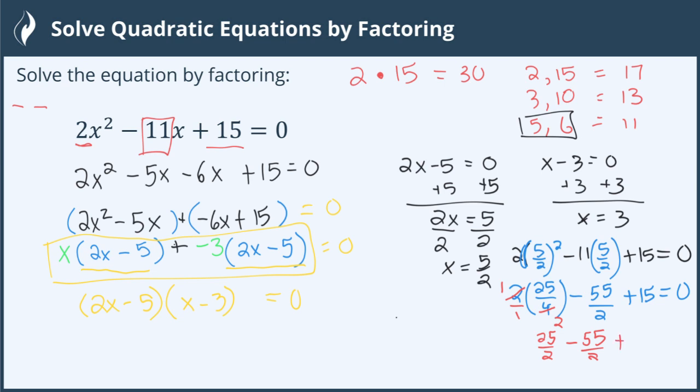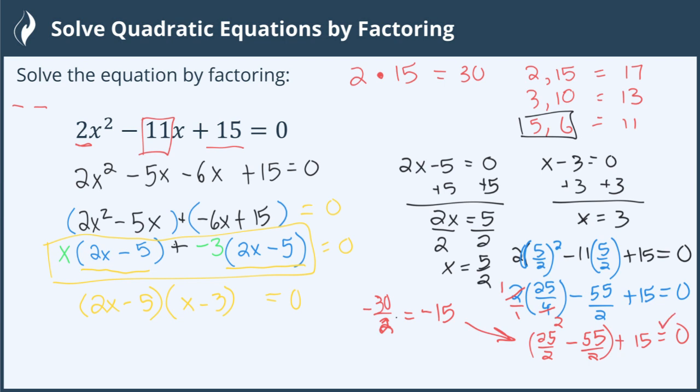And then we have the plus 15. Okay, if you subtract 25 from 55, you wind up with 30 over 2. And it's going to be negative because the 55 is a greater value and it's negative. So negative 30 over 2 becomes negative 15. So we have negative 15 here. This becomes negative 15 plus 15. And yes, indeed, it does equal 0. So we have checked that factor.